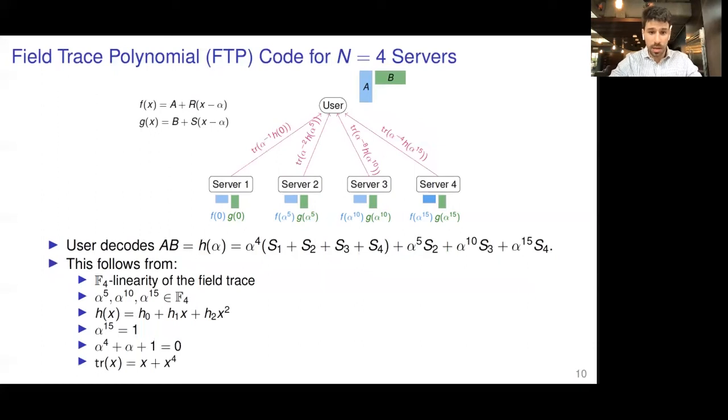So using the result of each server, the user is able to compute the product AB by computing this equation over here. The equality follows from the definition of the field trace function and its property regarding F4 linearity, combined with the fact that the evaluations are actually in the smaller field F4. There are also some other properties regarding the field extension, such as the primitive polynomial x to the 4 plus x plus 1 equals 0.